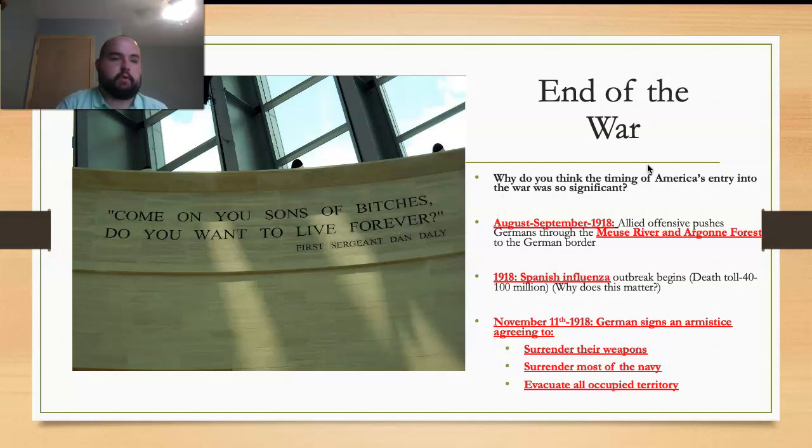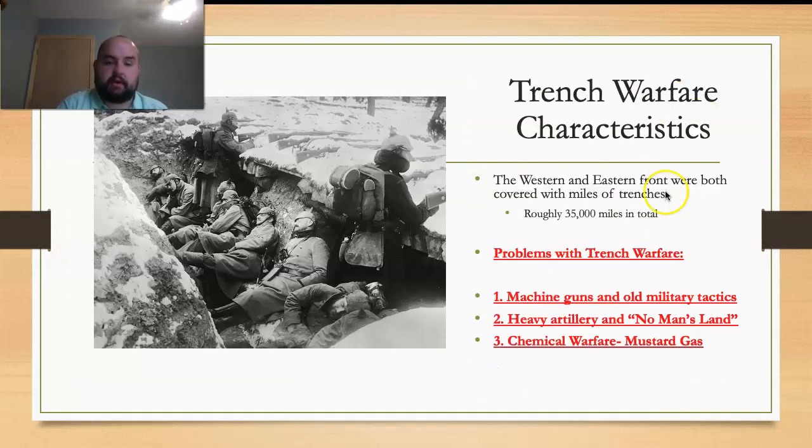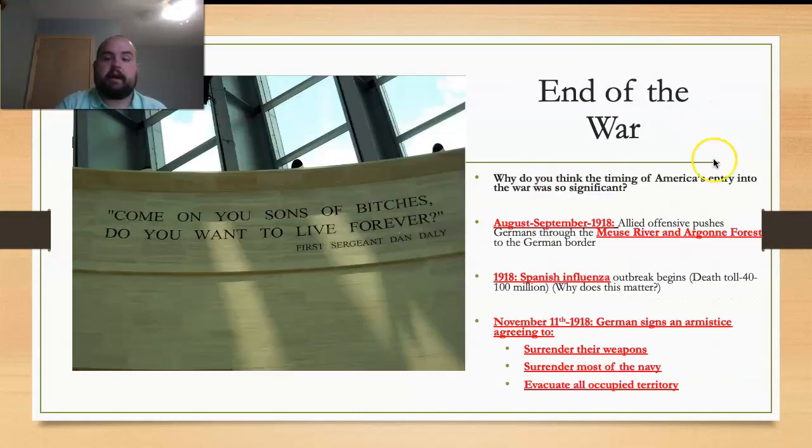Many of these countries, of course, as you might imagine, with these huge death tolls, were depleted of men and resources, and did not have much morale left. But America was essentially a fresh body to throw into the war. So America essentially gave that final push that was necessary to help win World War I.